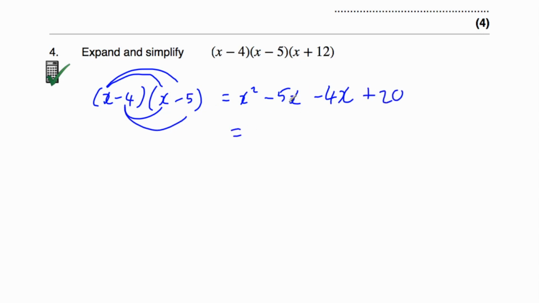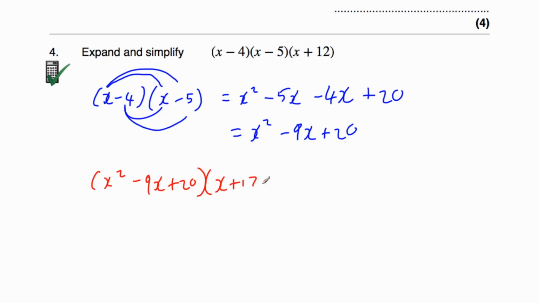And then collecting our like terms, or simplifying our x's, we've got our x squared. We've got minus 5x minus 4x is going to be minus 9x plus 20. So expanding our first pair of brackets gives us x squared minus 9x plus 20. Now we just need to multiply that by x plus 12. So that would be x squared minus 9x plus 20, and we're going to multiply that by x plus 12. Now this is a calculator question if you need it. Let's see what we get. So let's multiply our first term.